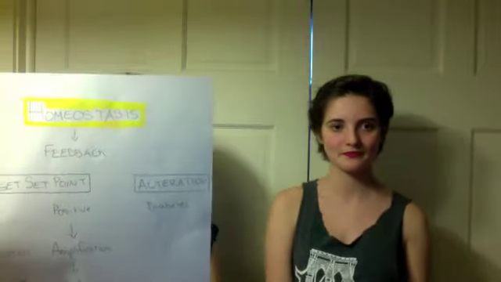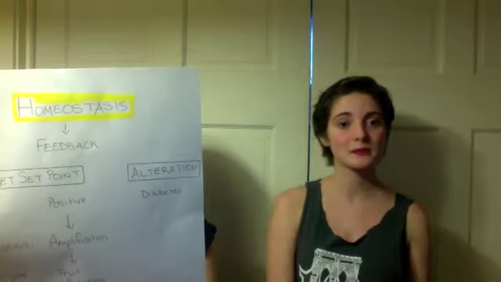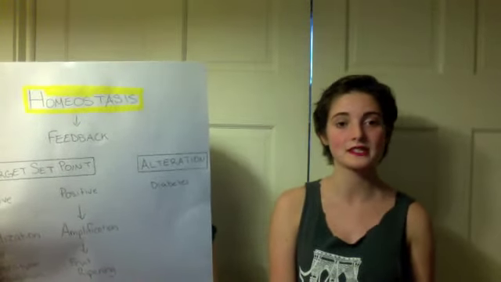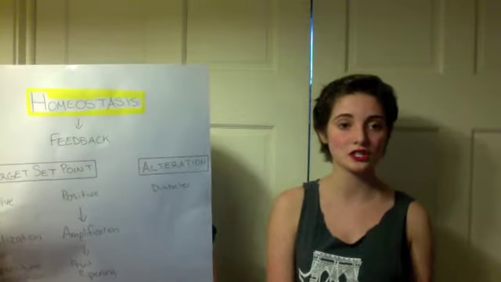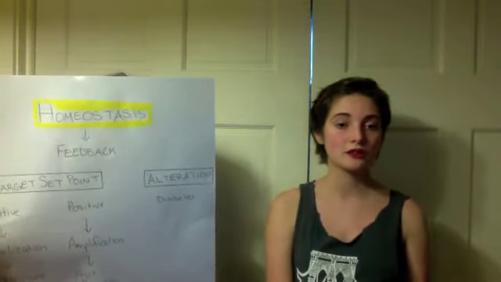And today we're going to talk about feedback mechanisms. To begin, let's define homeostasis. Homeostasis is the property of a system that regulates its internal environment and tends to maintain a stable, relatively constant condition of properties, such as temperature or pH. It can be in either an open or closed system.